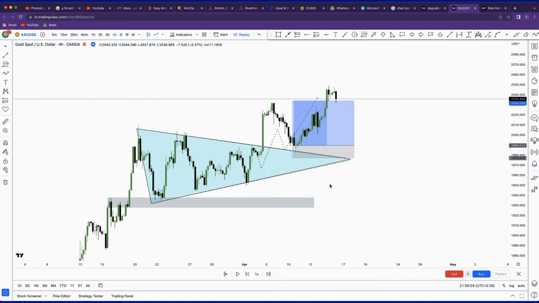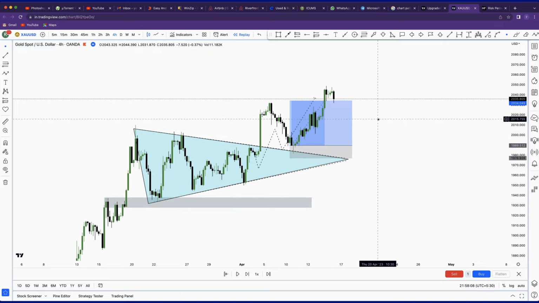So after placing your stop loss and your take profit, you now allow the market to do its own thing. Basically, this is how I took a trade on gold, and then I made a lot of profit out of it.